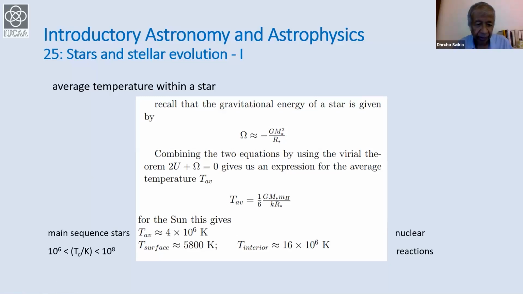And it's not too bad, because the surface temperature we know is about 5,800 degrees Kelvin, and the interior temperature close to where the nuclear reactions are taking place is about 16 million degrees Kelvin. So at least a very rough back of the envelope calculation will give you, from the mass and the radius of the star, what the average temperature within the star is. For the main sequence stars, it varies between 1 million degrees Kelvin and about 100 million degrees Kelvin or so. And this interior temperature is the one which is relevant for the nuclear reactions to take place.